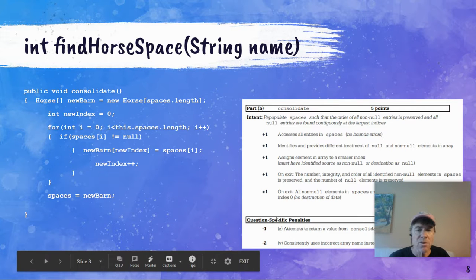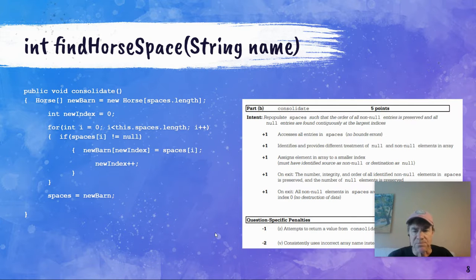A couple things on the penalties though. Again, this is not indicated anywhere in the question. If you return a value, if you return spaces or return new barn, something like that, that's a 1 point deduction. That's pretty severe.